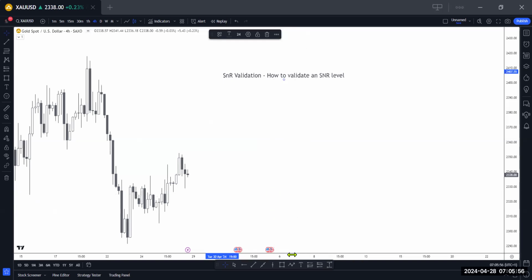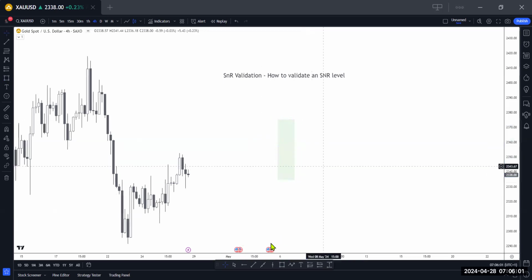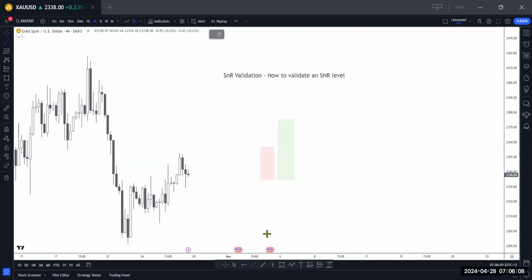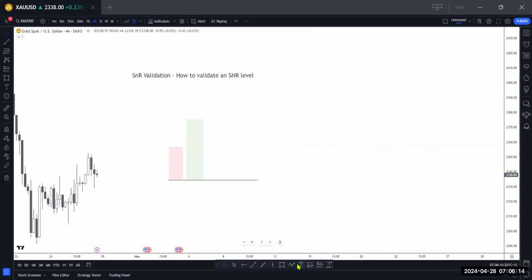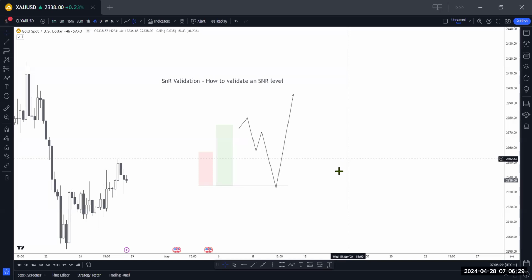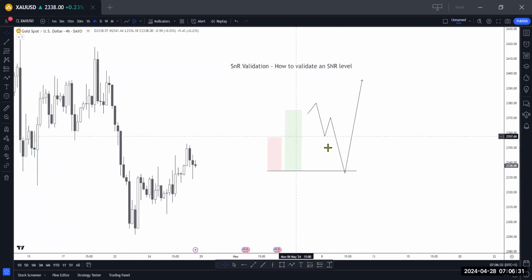So the idea is that if I have an SNR level, let's say this SNR level, this is red, how do I know that when price taps this level, I'm going to get a bounce that would give me at least 20 to 50 pips and above? How do I know that? Because there are a lot of SNR levels on the chart, right?